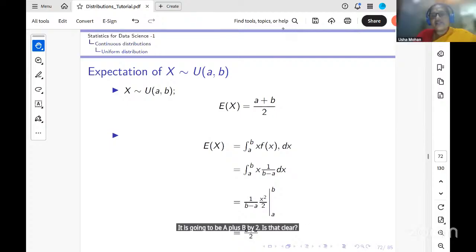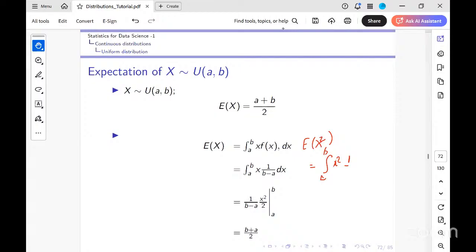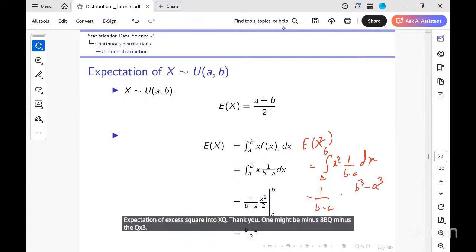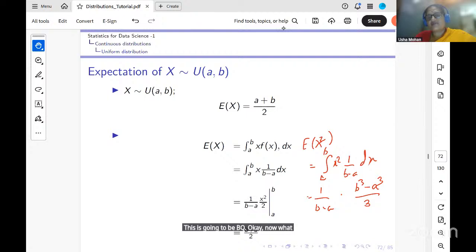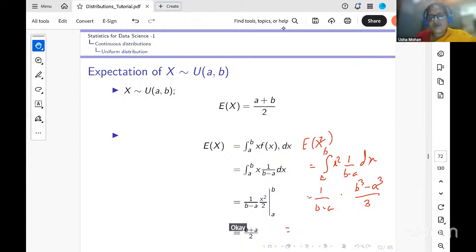Now I can do the same thing. What is the expectation of x square? The integral of x square into 1 by (b minus a) gives 1 by (b minus a) into (b cube minus a cube) by 3. Now what would this be? It is (b square plus a square plus ab) by 3.